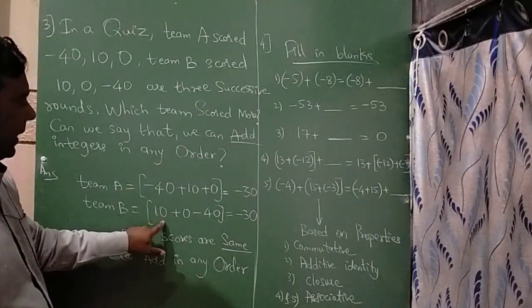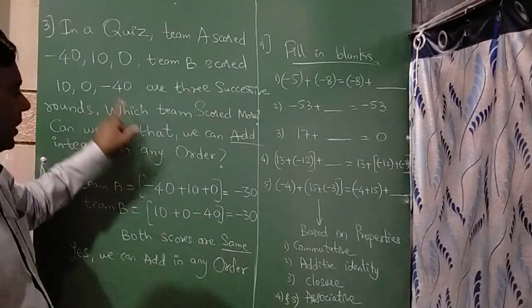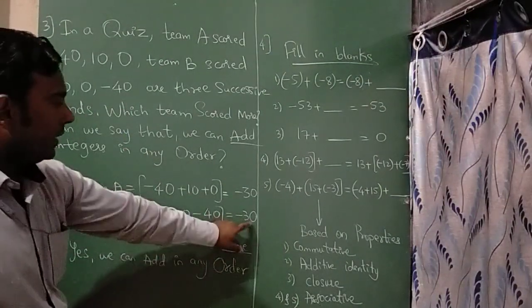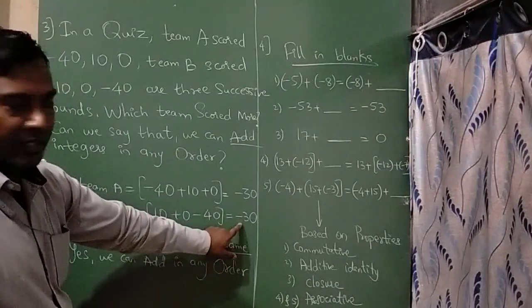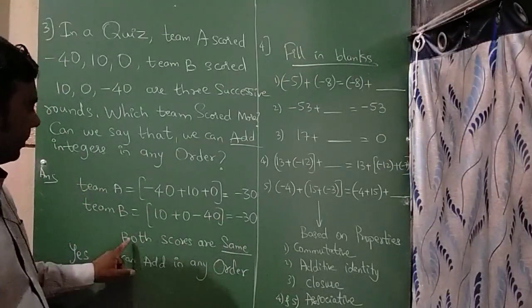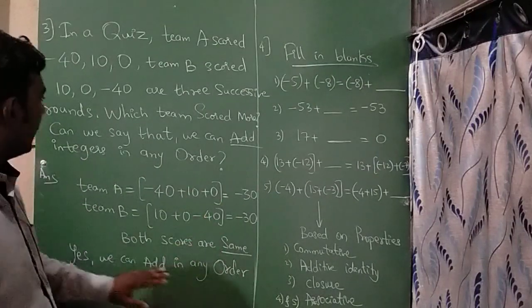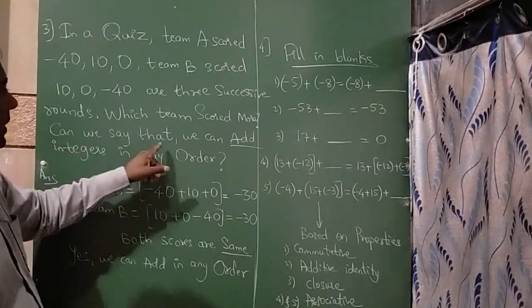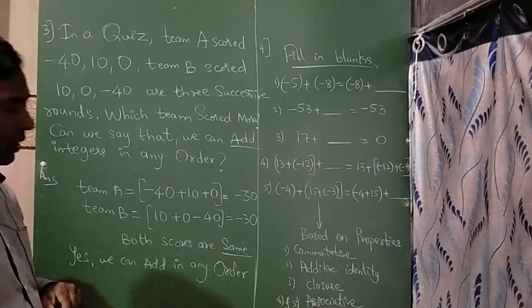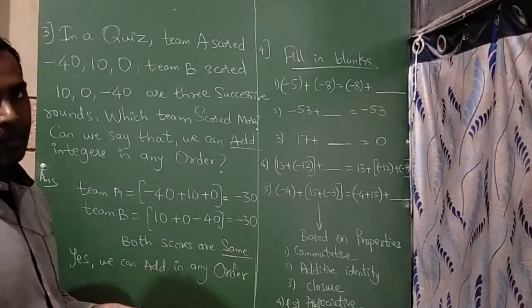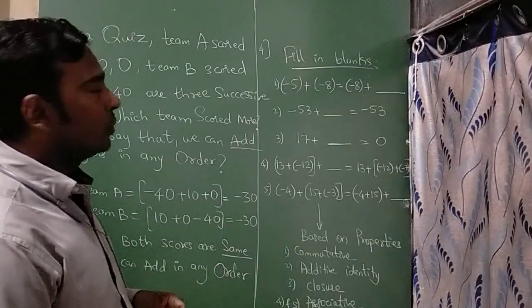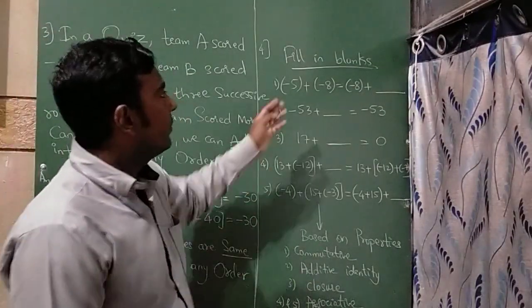Team B: 10, 0, minus 40. So 10 minus 40 is minus 30. 40 carries the minus sign, so it is minus. So you can see team A and team B both have the same score. Now the next question is, can we say that we can add in any order? Yes, we can add in any order, and we get the same answer. So let us move on to the next question, that is fill in the blanks.